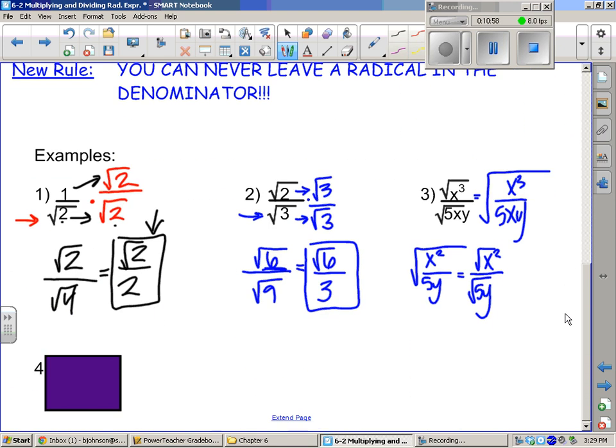And that might be helpful because look at this now. What do we have on the top? Ooh, that's just a plain old x. Yeah, that's a perfect square. So that's going to be x over square root of 5y. Now this is still illegal because I've got a radical on the bottom.